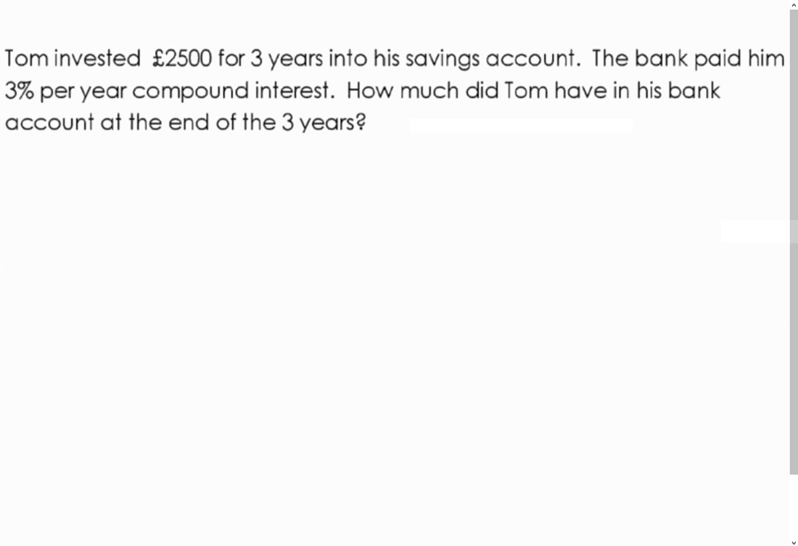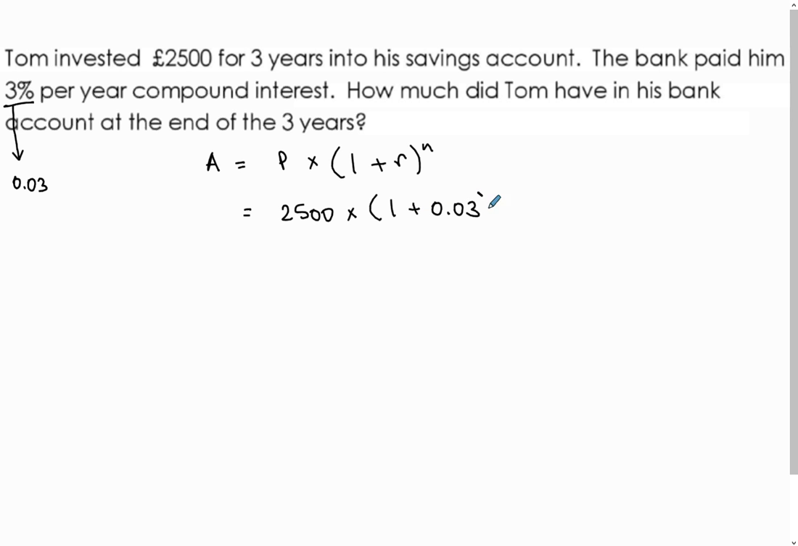Okay, Tom invested £2,500 for 3 years into his savings account, and he got 3% per year compound interest. How much did he have at the end of the 3 years? So you can tell that would be 0.03. Okay, so let's get our formula again. So you've got P times 1 plus r, make sure that's as a decimal, to the power of n. So it'll be 2,500 times 1 plus 0.03, and it's for 3 years, so to the power of 3.